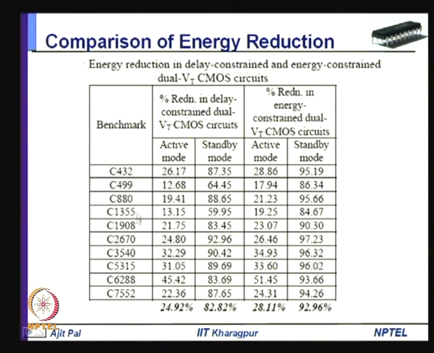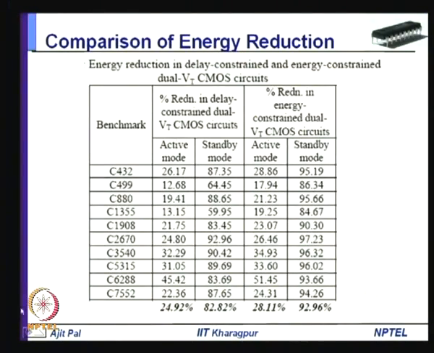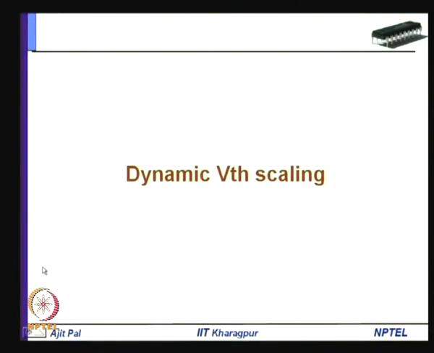So, with this small increase in delay, you are able to achieve significant reduction in energy dissipation due to leakage. Obviously, this can be used where you can compromise performance by a small amount, 4 to 9%, and you can achieve reduction in leakage power. So, this is the energy constant approach.